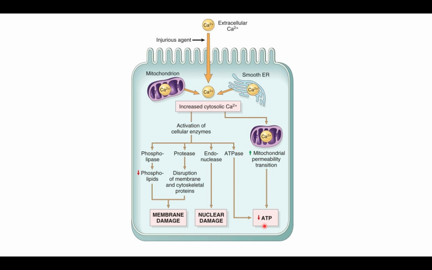You will also, when you have increased levels of calcium in the cytosol, in the cytoplasm, activate a bunch of different enzymes. So those are the 4 enzymes I just went over, and you should know generally what each one does. Importantly, these both are going to affect the membrane and the cytoskeleton, whereas the endonucleases are going to cause damage to the nucleus. So if you're damaging the membrane and the nucleus and you're decreasing the amount of ATP, all of these over time can definitely lead to cell death.